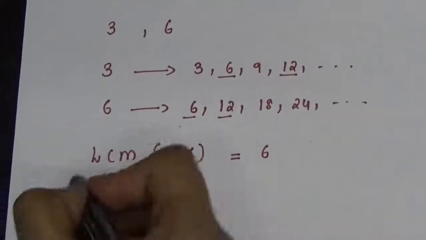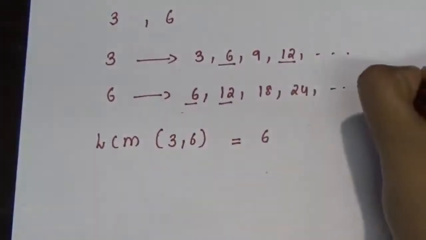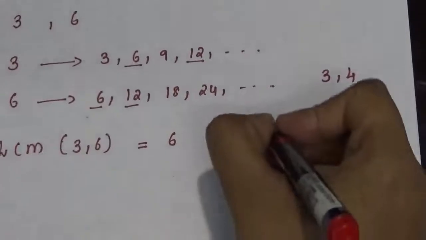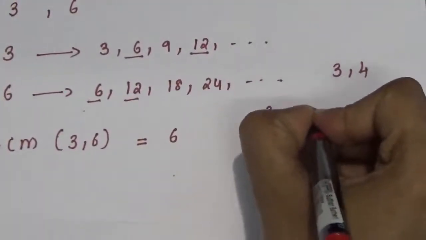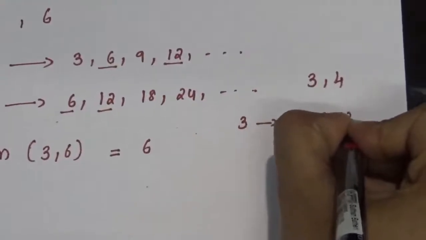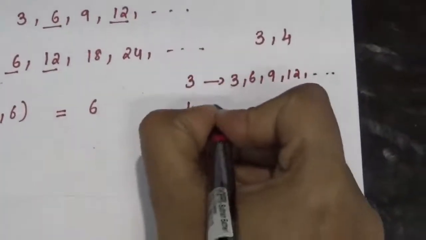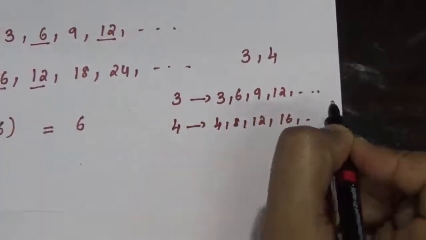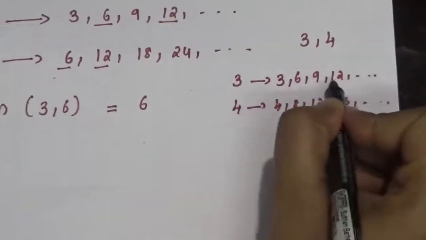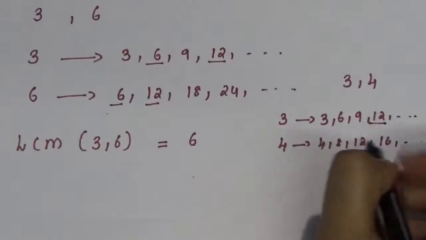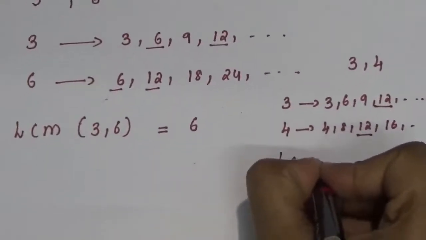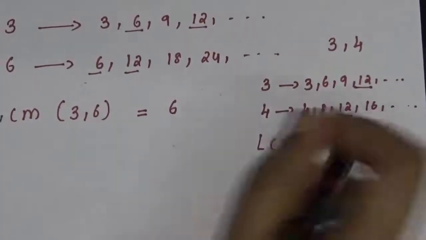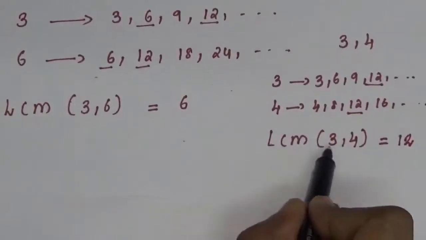Now what is the LCM of 4 and 3? The multiples of 3 are 3, 6, 9, 12, etc. Multiples of 4 are 4, 8, 12, 16, etc. So you can see that in these two, the common multiple is 12. It is the least common multiple. So we write LCM of 3, 4 is equal to 12.